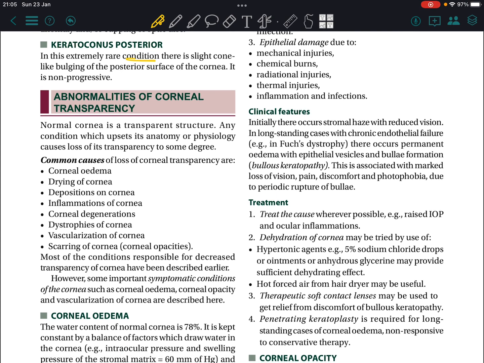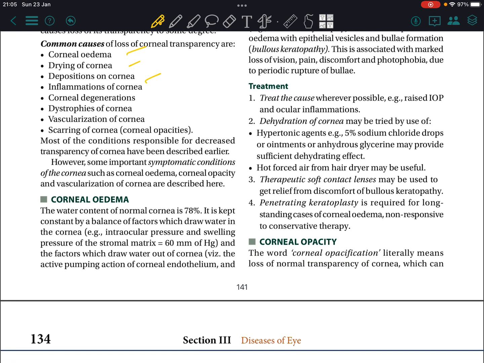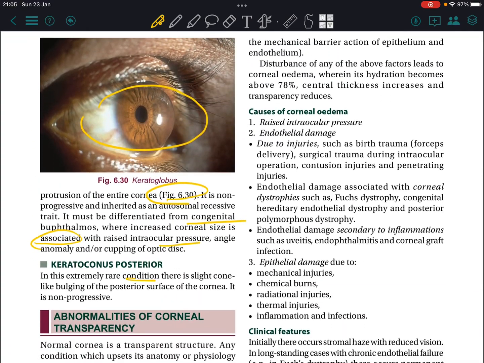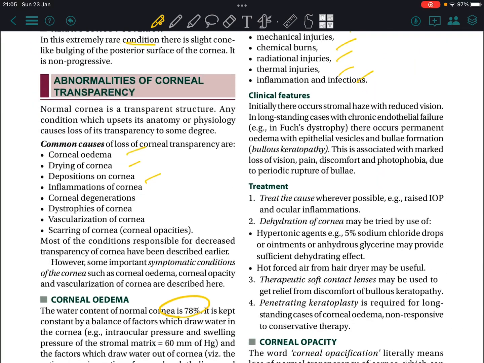Abnormalities of corneal transparency: corneal edema, drying, deposition, inflammation, corneal dystrophy, etc. Edema: normal water content of the cornea is 78%. When it goes greater than that, edema occurs. Causes of corneal edema: raised intraocular pressure, endothelial damage, injuries, birth trauma, surgical trauma, contusion, endothelial damage associated with corneal dystrophy, Fuchs dystrophy, congenital hereditary endothelial dystrophy, posterior polymorphous dystrophy, endothelial damage secondary to inflammation, epithelial damage, mechanical injury, chemical burn, radiation, thermal injury, inflammation, infection.